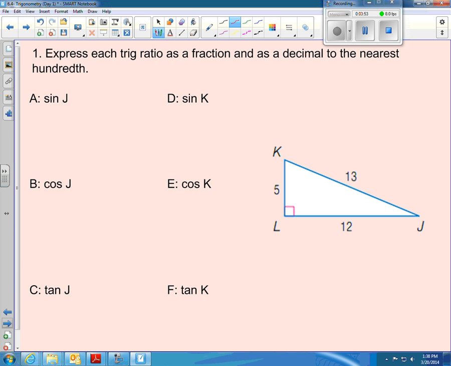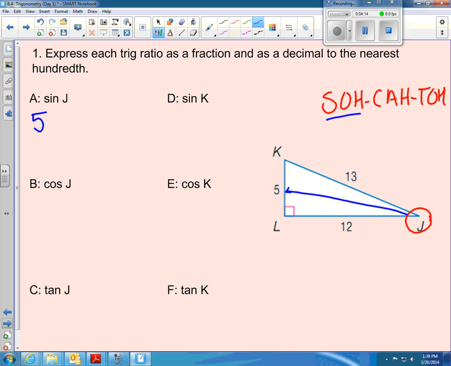Okay, so we're going to talk about the sine of J. So I'm just going to jot down ka, toa, because I don't have it on my page. You do. So sine, that's going to be telling me I'm doing opposite of J. So opposite of J is my 5, over my hypotenuse, which is 13. Go ahead, we want to make this into a decimal. So we're going to divide 5 divided by 13. And we get 0.38 when we have rounded to 2 decimal places for our hundredth.